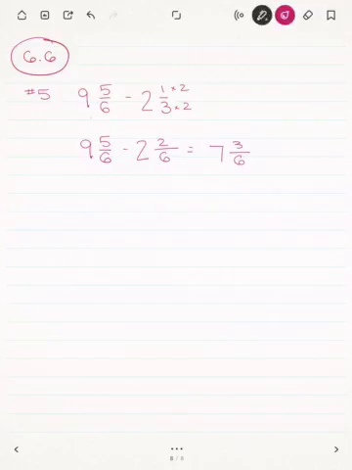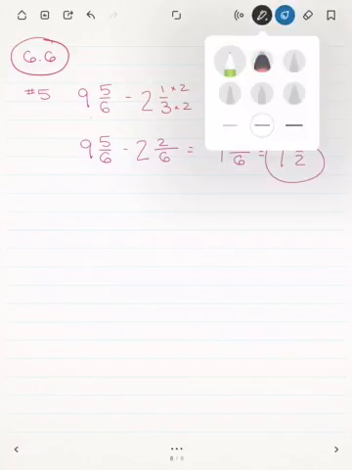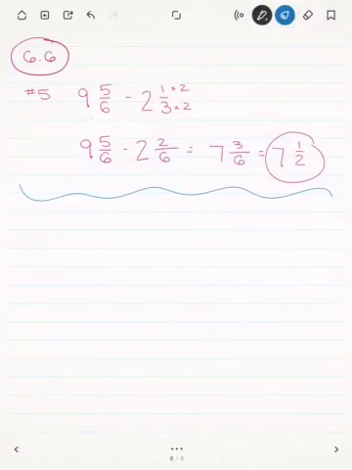We do need to write these in simplest form, and 3/6 can be reduced to 1/2 because 3 divided by 3 is 1, 6 divided by 3 is 2. So this would be your final answer. Now, like I said, the other way you could do this was turning them into improper fractions or fractions greater than 1.